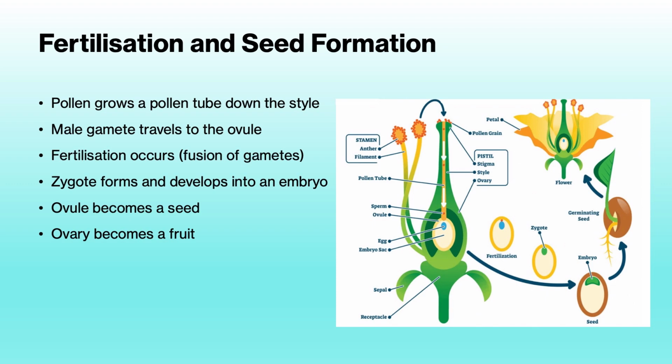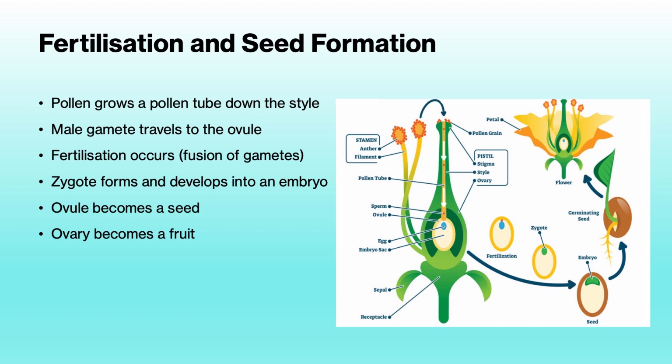After pollination, it comes to fertilization. Once the pollen lands on the stigma, it grows a pollen tube down the style into the ovary. The male gamete travels down the tube and fuses with the female gamete in the ovule. This forms a zygote. The fusion between the male and the female gametes is called fertilization.